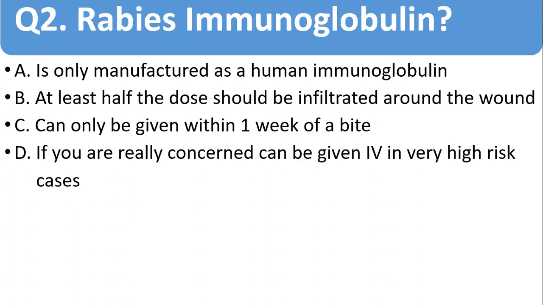Rabies immunoglobulin. Regarding immunoglobulin, you can read the four options. C. About rabies immunoglobulin, at least half should be infiltrated around the wound. That I have told you during this discussion.